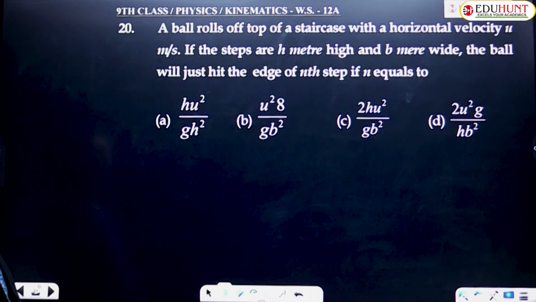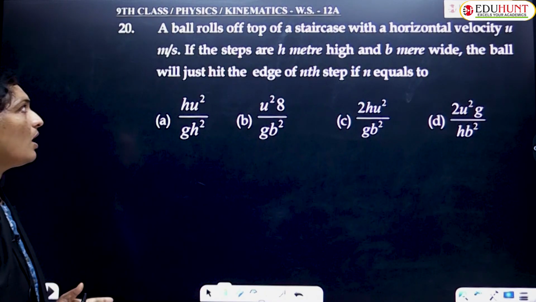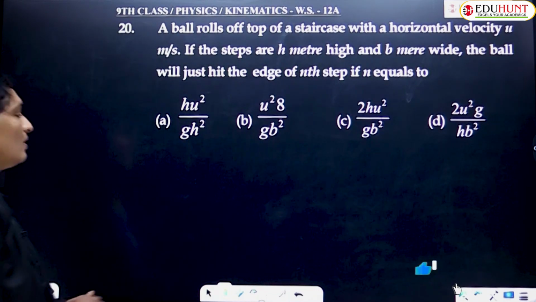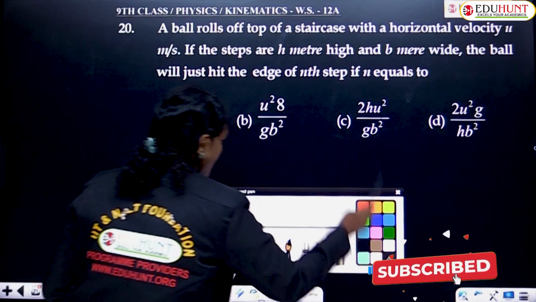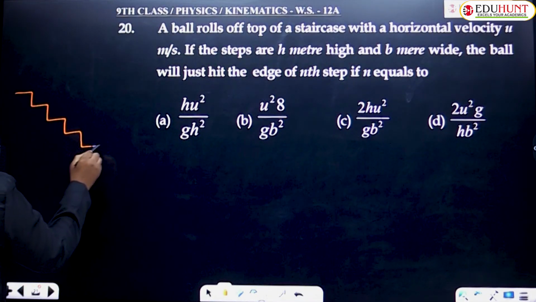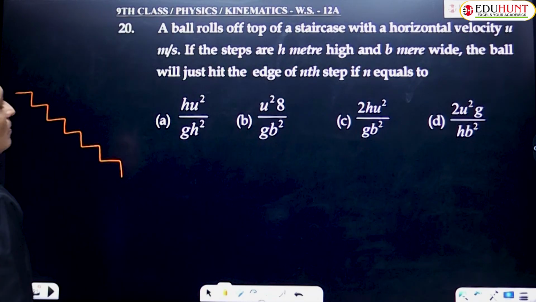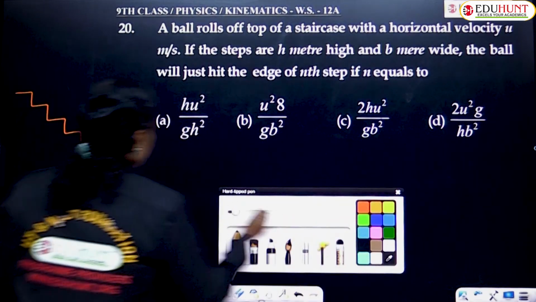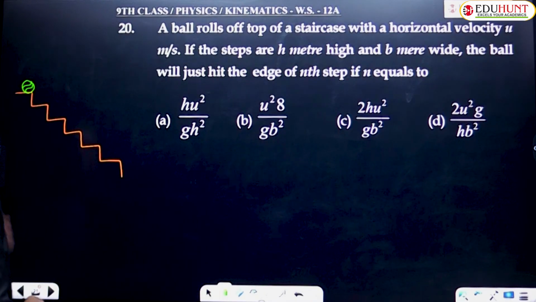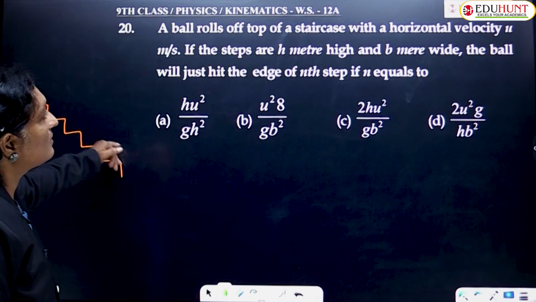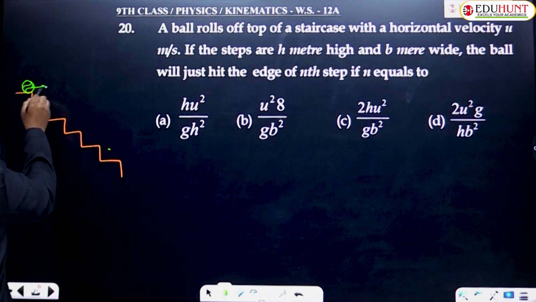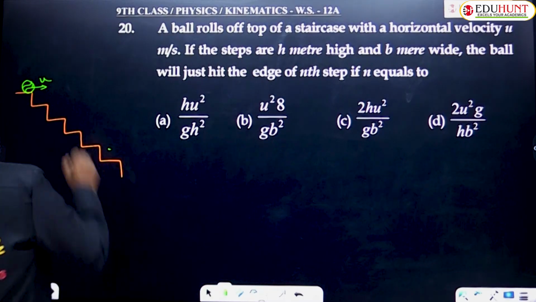Moving to the next question, question number 20. A ball rolls off the top of a staircase with a horizontal velocity u meter per second. So what is given, children? A staircase is given something like this. A ball rolls off the top of the staircase with horizontal velocity u. What is the horizontal velocity of the ball given? u meter per second.